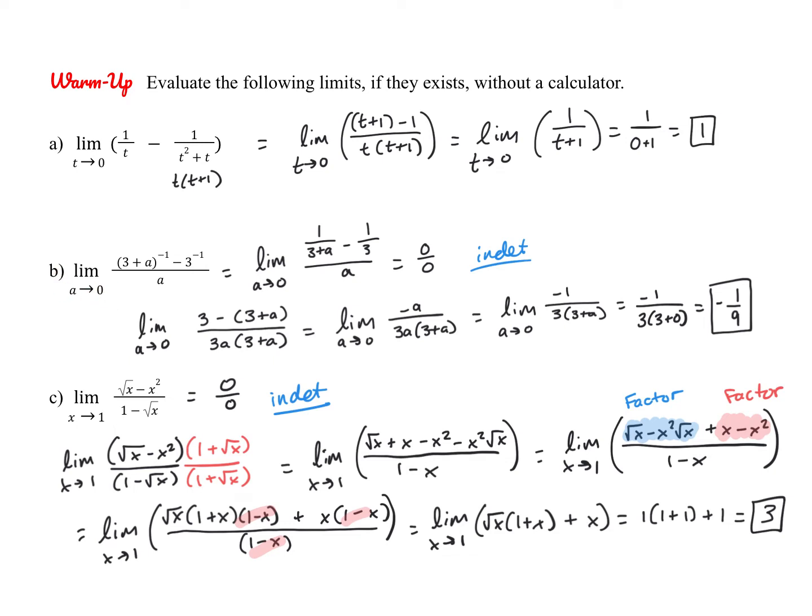For part B, if you rewrite this to change the negative exponents into rational expressions, you'll see that direct substitution gives us 0 over 0, which is an indeterminate. So one of our strategies is just rewriting or simplifying. We can combine the two fractions in the numerator, and it leads you to this, which you can keep simplifying until eventually you can just do direct substitution to get the limit of negative 1/9.